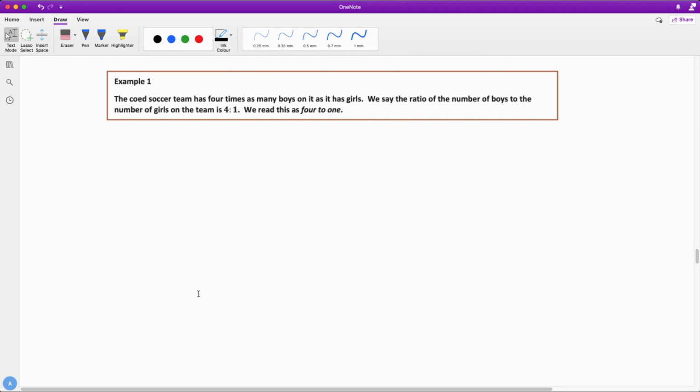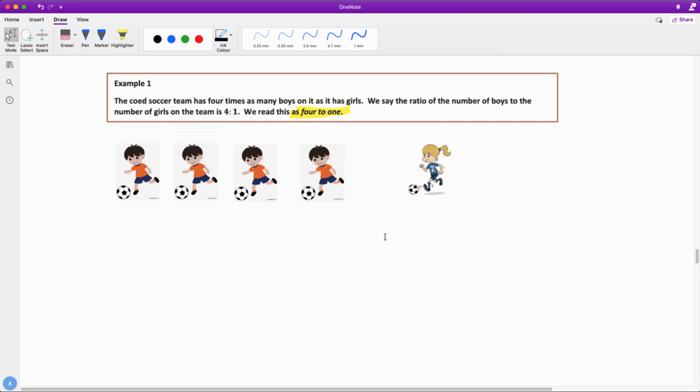So for the first example, the co-ed soccer team has 4 times as many boys on it as it has girls. We say the ratio of the number of boys to the number of girls on the team is 4 to 1. And like I said, we read this as 4 to 1. So that means since we have a ratio of 4 to 1 for boys to girls, if we look out on the field, we should see 4 boys and this 1 girl here.